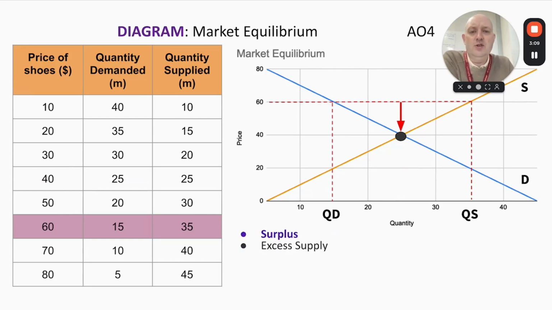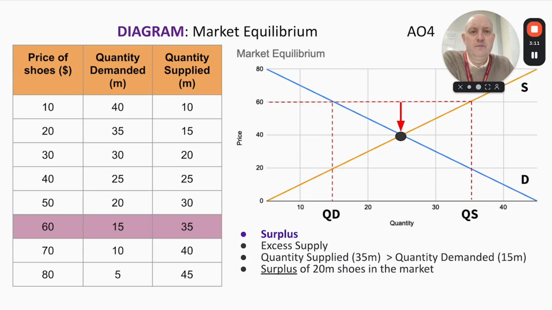So in this situation, we're going to have a surplus. In the diagram, we're going to say that the price is $60. So the price is above the equilibrium of $40. At a price of $60, we have a surplus, which we can also call excess supply. The word excess means too much of something. So we effectively have too much supply.